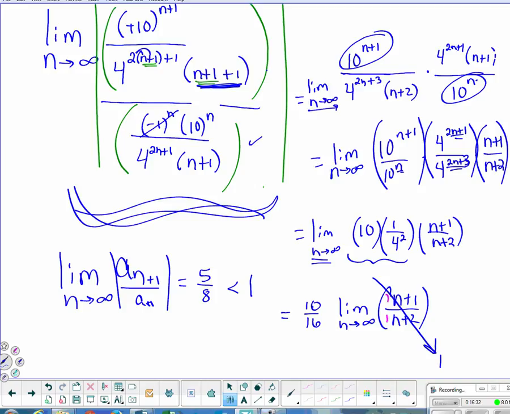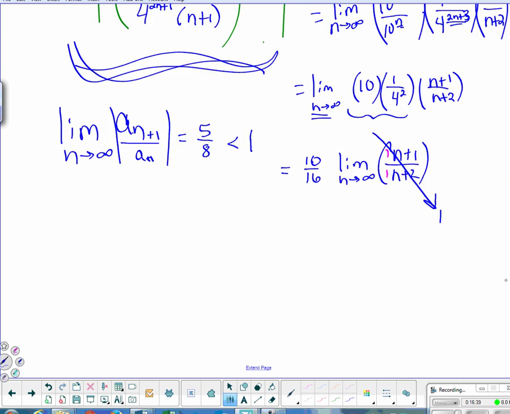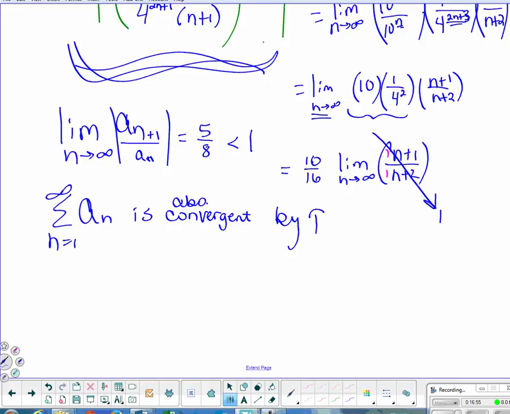And if I look back to my rules, that tells me this ratio is less than 1 or my limit is less than 1. Aha, we're absolutely convergent. Our series a sub n with n starting at 1 going to infinity is, oops, I should put absolutely, is absolutely convergent by the ratio test. You know, it's a nice test. The only thing that gets a little bit cranky is the simplifying once you get your terms built.